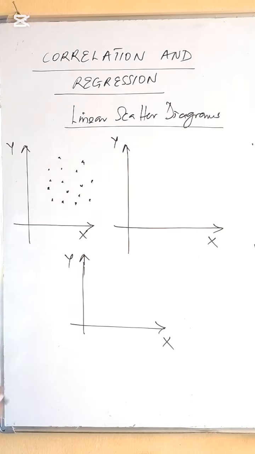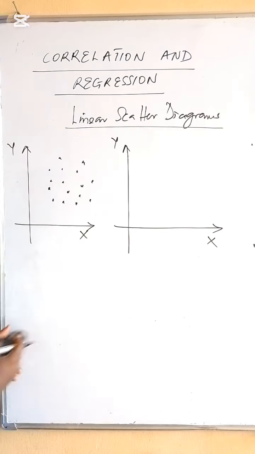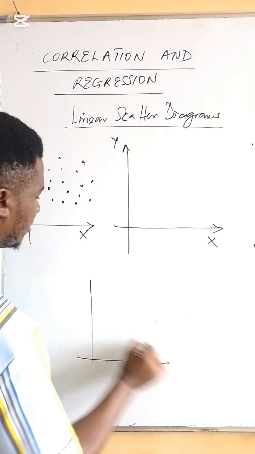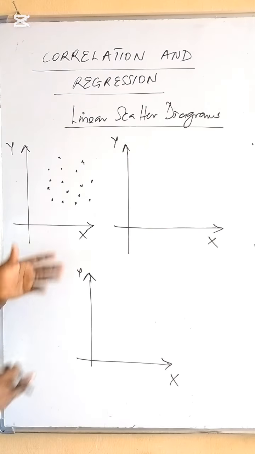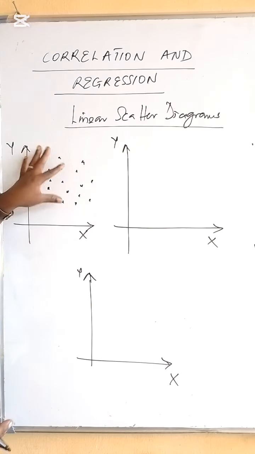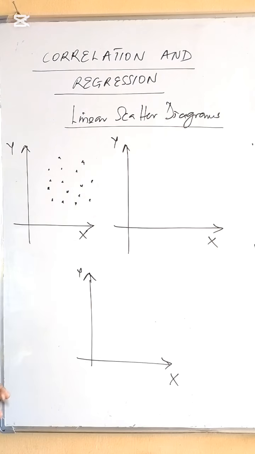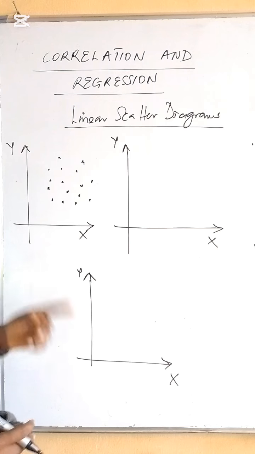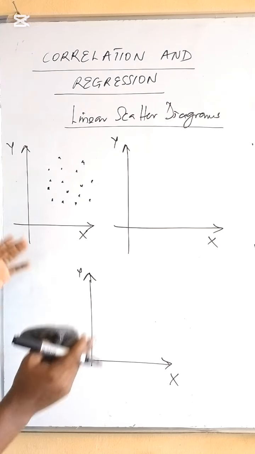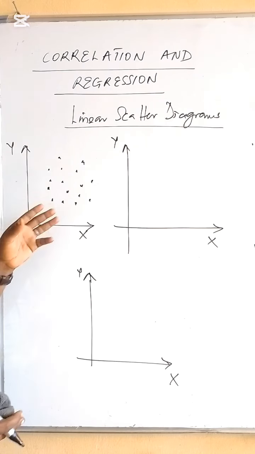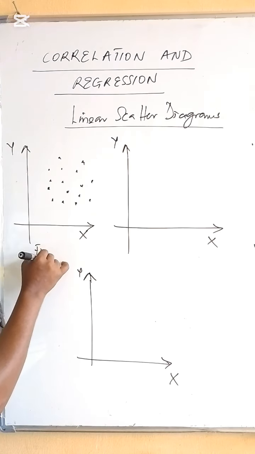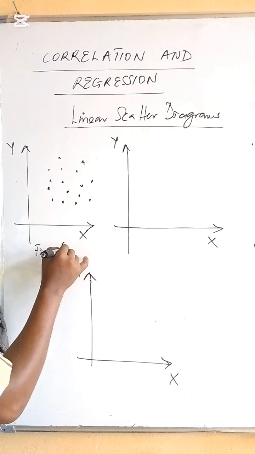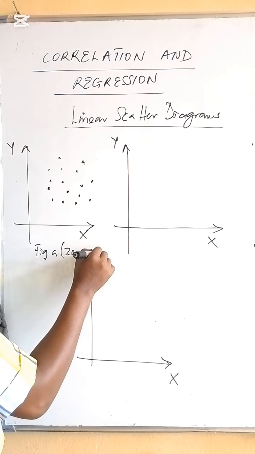If it so happens that when you plot the values of y against x, it gives you points in the Cartesian plane that are scattered about such that it is impossible or near impossible to put a straight line across these points, showing the direction of movement or plot of the points, then this kind of scatter diagram, which I'm going to call figure A, will be a case of zero correlation.